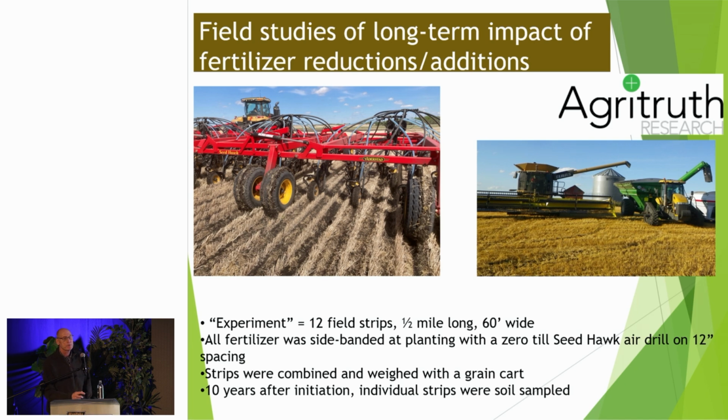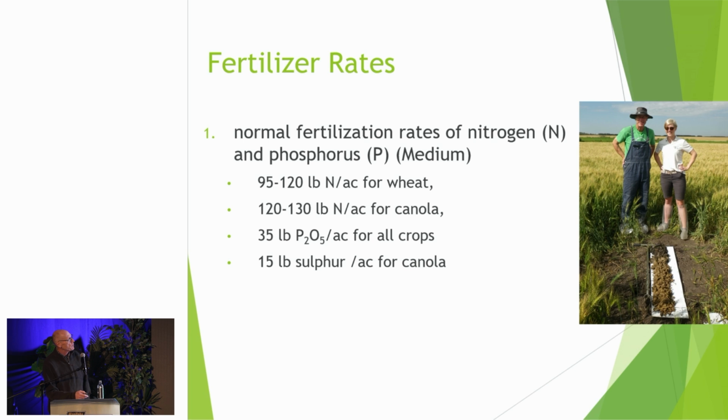This trial itself is just west of number 10 highway on the Brookdale Road on Newdale clay and loam soils. Here's a picture of our famous Newdale soil profile here in the field, and what the standard treatment would be for that is rates of 95 to 120 pounds of nitrogen for wheat, higher for canola, standard phosphorus rate for all crops, and some sulfur for canola.